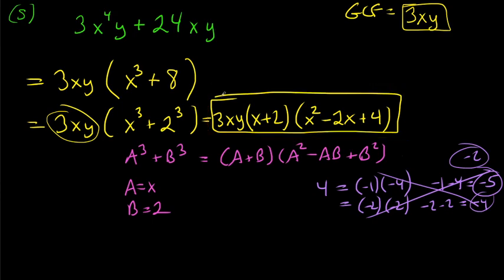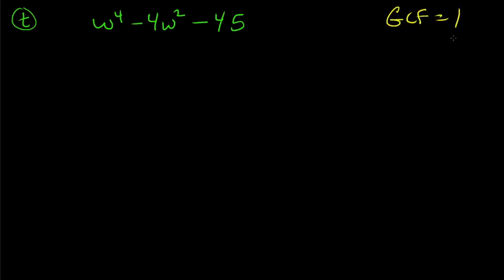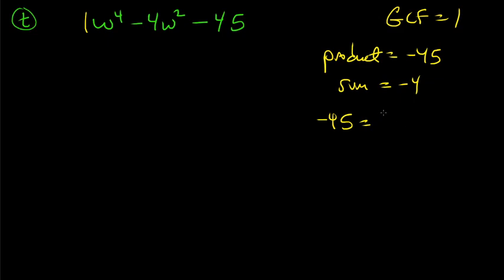All right, moving on to letter T. We have w to the fourth minus 4w squared minus 45. All right, trinomial, right? GCF is 1, so we can move on. What two numbers have a product of negative 45 and a sum of negative 4, if there are any? If there aren't any, then we're done. It would be prime. But I think there is a combination here.